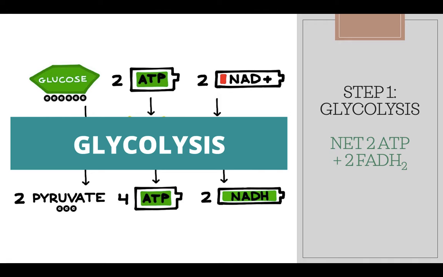Additionally, 2 NADH molecules are produced, which then transfer their electrons to reduce FAD to FADH2, which later yields ATP molecules in the electron transport chain. This will be discussed a little bit later.